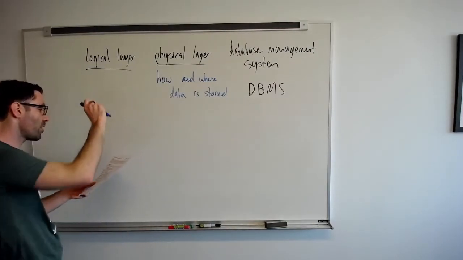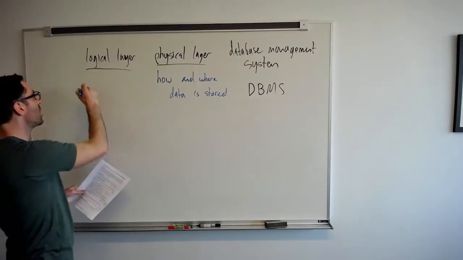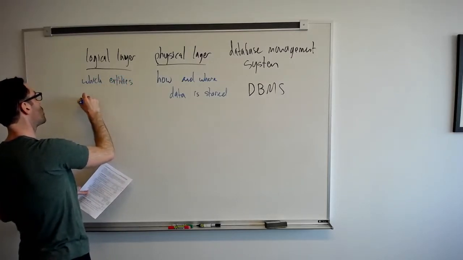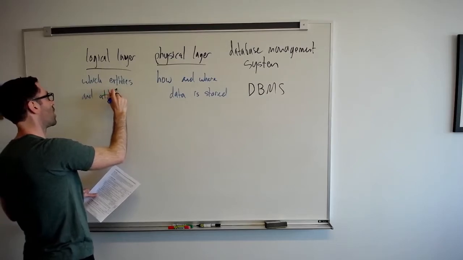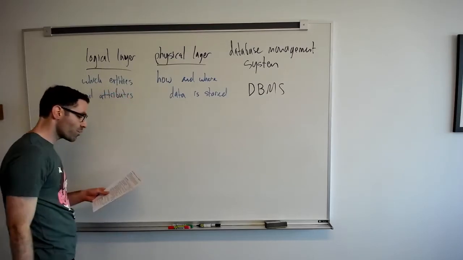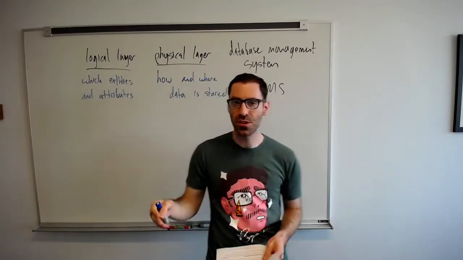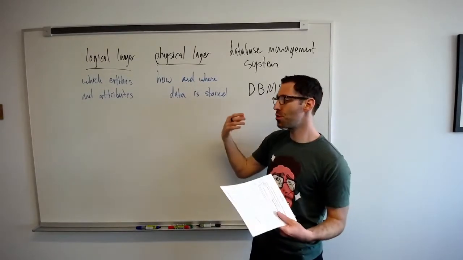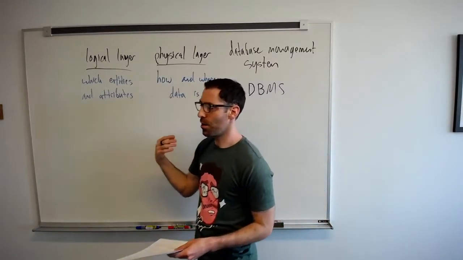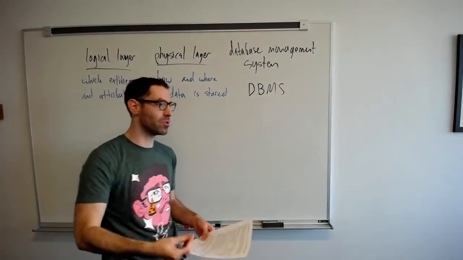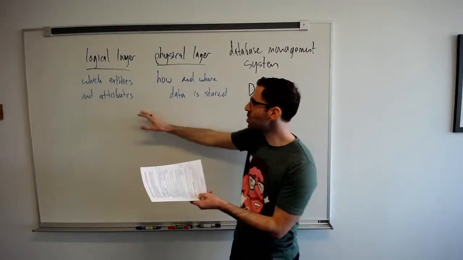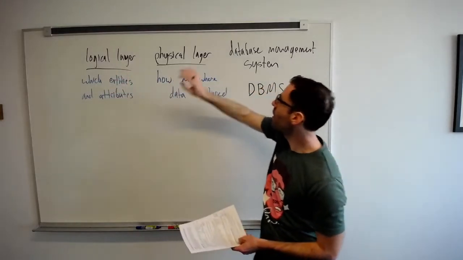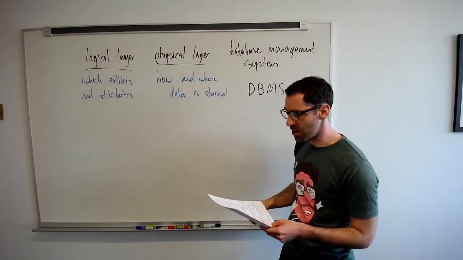And our logical layer is logically which entities and attributes are stored in the database. So our logical layer is saying, all right, we're storing information about students. Students have majors. Departments have courses they offer. Courses have instructors. All these relationships. The logical description of the data we're storing. That's this logical layer. Physical layer, how and where we're actually storing this on the system.